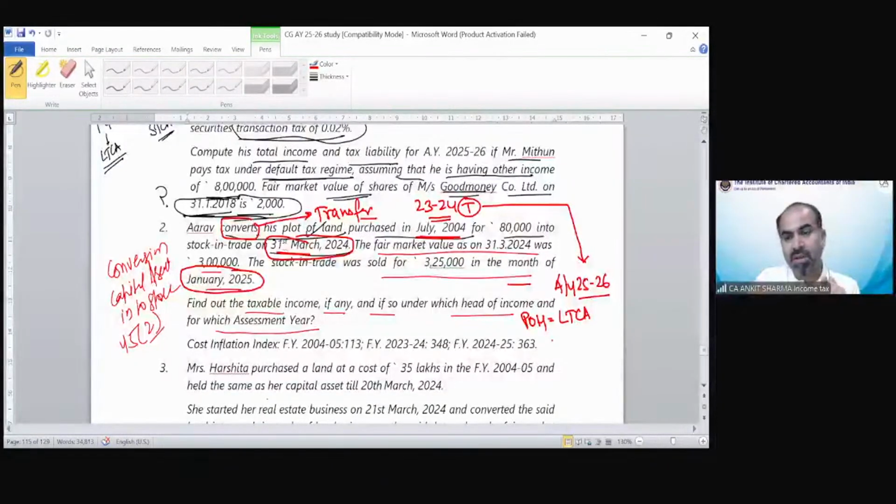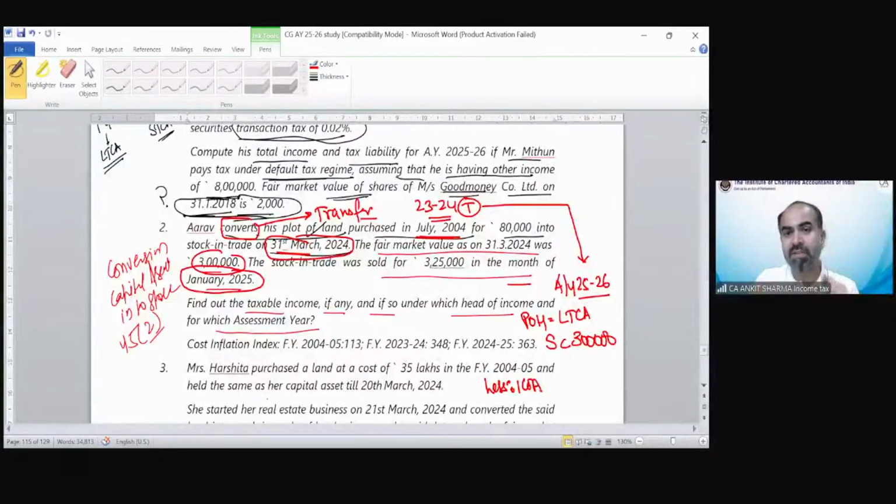First thing, the sale consideration. The provision says the sale consideration is the FMV at the time of conversion. So the FMV at the time of conversion is 3 lakh rupees. That would be treated as sale consideration. Now, indexed cost of acquisition.